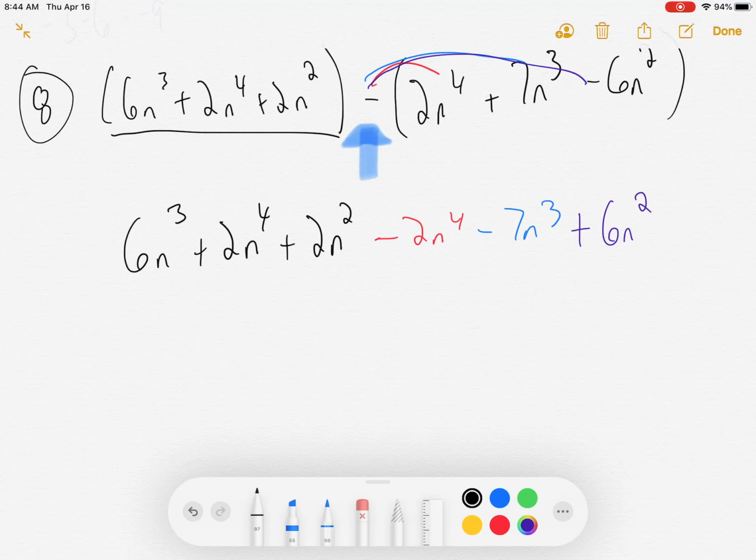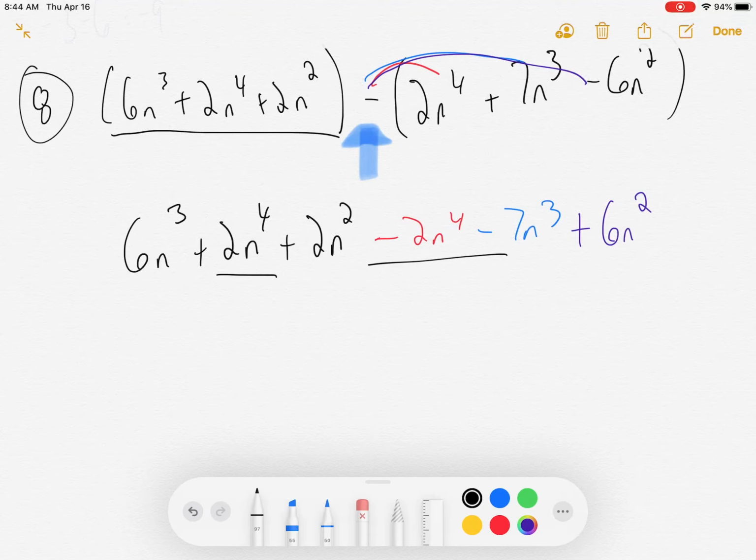Okay, now what we need to do is go and kind of organize by degree. And what I mean by that is we got to look for same letter, same exponent. So I'm going to start with the highest one. The highest exponent I see in any of these is a 4. So where are my n to the fourths? There's 2n to the fourth. There's minus 2n to the fourths.